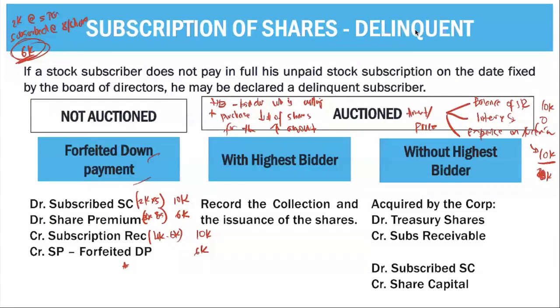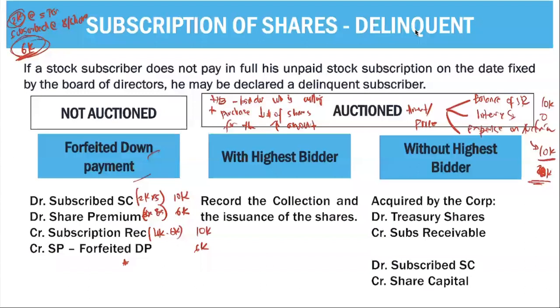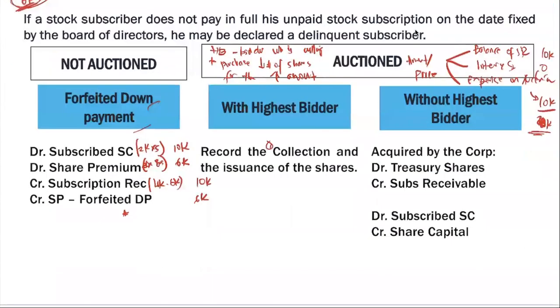So for highest bidder, how many shares is the delinquent shares? 2,000, right? Okay. So if that is an auction sale, the highest bidder should be the lowest number of shares for the amount of 20,000. So with your highest bidder, we have two types of record. First, the recording of your collection. Next, the recording of your issuance.